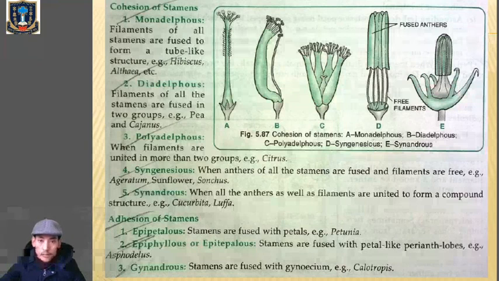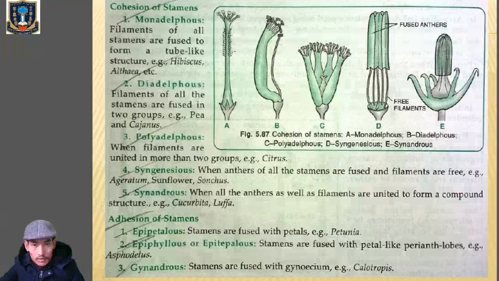So stamens means the male part of a flower. Remember, it's mainly composed of filament and anther. In monadelphous stamens, the filaments of all the stamens are fused to form a tube-like structure. So here we can see the presence of a tube-like structure. You can see, right? So it forms a tube-like structure, and this is called the monadelphous stamen, because here the filaments of all the stamens are fused to form a tube-like structure.